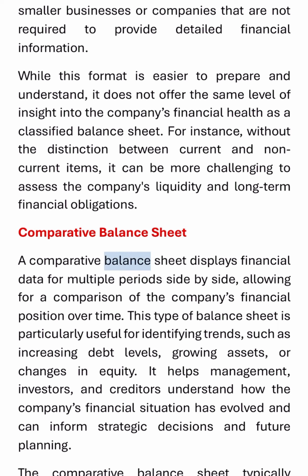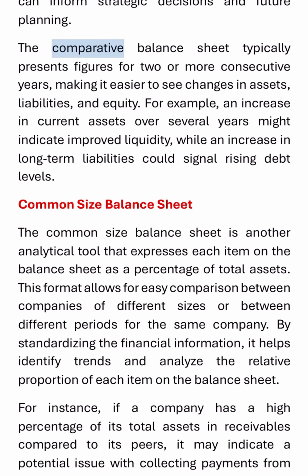A comparative balance sheet displays financial data for multiple periods side by side, allowing for a comparison of the company's financial position over time. This type of balance sheet is particularly useful for identifying trends, such as increasing debt levels, growing assets, or changes in equity. It helps management, investors, and creditors understand how the company's financial situation has evolved and can inform strategic decisions and future planning. The comparative balance sheet typically presents figures for 2 or more consecutive years, making it easier to see changes in assets, liabilities, and equity.